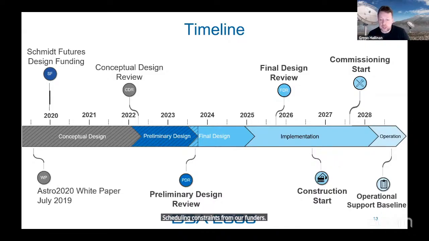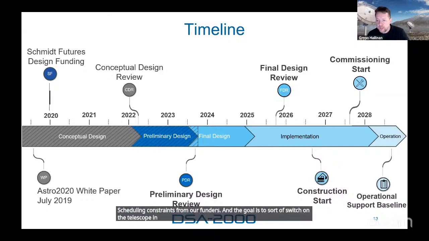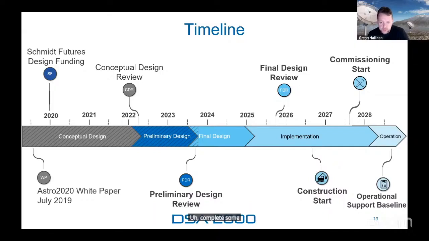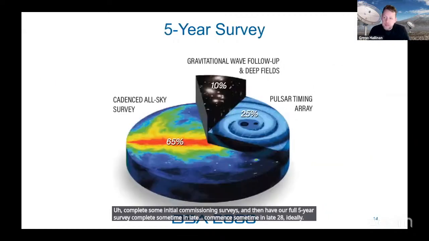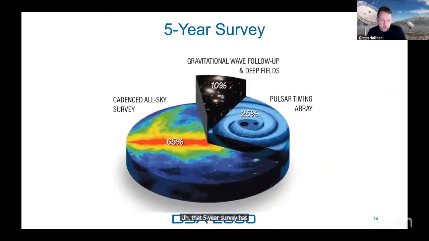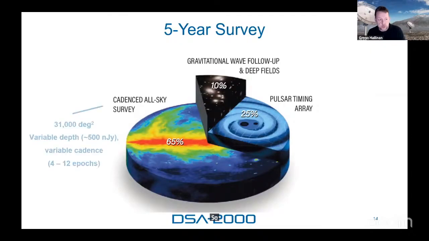And the goal is to switch on the telescope in '28, complete some initial commissioning surveys, and then have our full 5-year survey commence sometime in late '28, ideally. That 5-year survey has 3 main components. We will do a cadenced all-sky survey, so covering essentially 31,000 square degrees with repeated epochs.